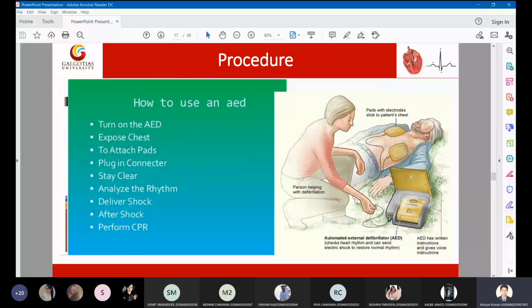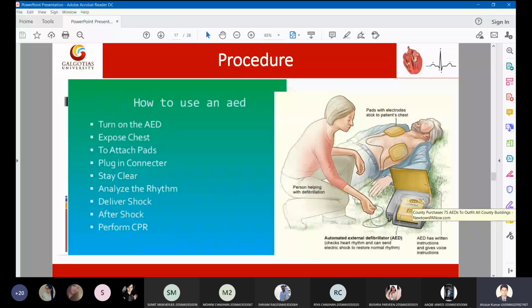So the procedure is: turn on the AED, expose the chest of the patient, attach the electrodes on the chest without applying any alcohol, then plug the chest connector into the device, then make sure that no one is touching the patient, I mean stay clear, then analyze the rhythm. After turning on the instrument, it will start showing the rhythm. We need not worry about the output or the rhythm. It will give normal rhythm or abnormal rhythm.